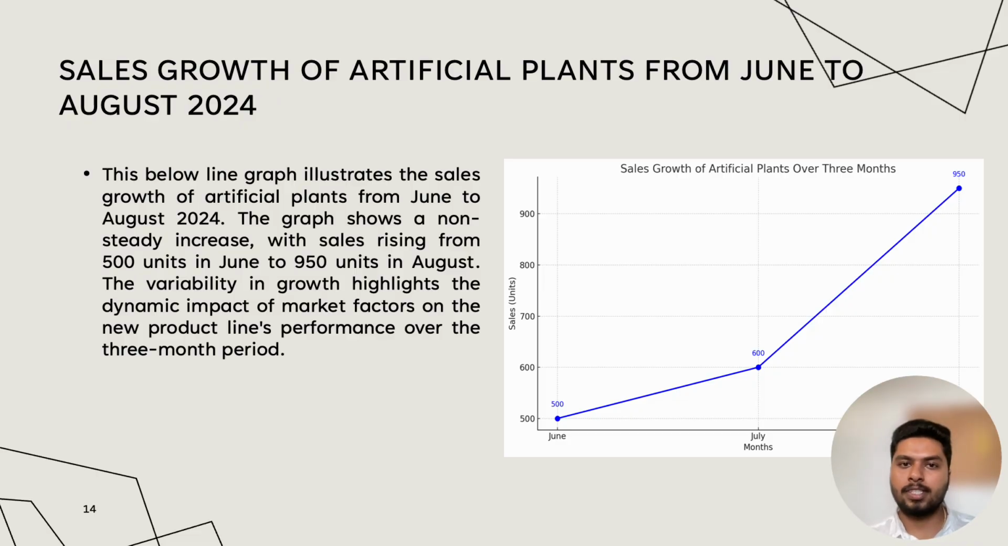Moving on to sales performance, these slides illustrate the sales growth of artificial plants from June to August 2024. As you can see, the sales curve shows a steady increase, rising from 500 units in June to 950 units in August. This growth is particularly noteworthy because it occurred during a relatively short period, indicating a strong market response. The variability in growth highlights the dynamic nature of the market and the impact of external factors such as seasonal trends and promotional activities. Overall, this trend is very encouraging and suggests that with continued focus and refinement, the artificial plant line could become a significant contributor to Leaf Bucket's overall revenue.